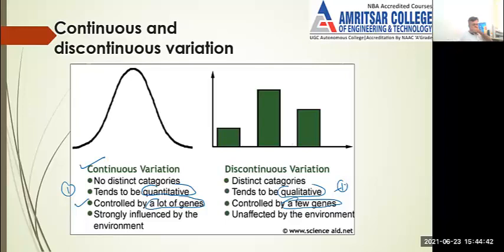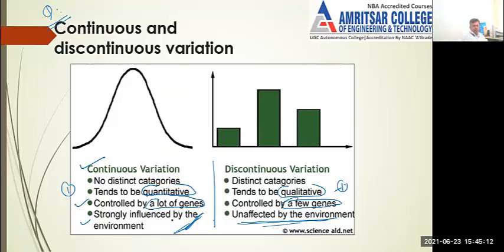Very few genes. And continuous variation is strongly influenced by the environment. Discontinuous variation is unaffected by the environment. So, is it clear? If you get a question in the examination, what is the difference between continuous and discontinuous variation? Will you be able to write it down?